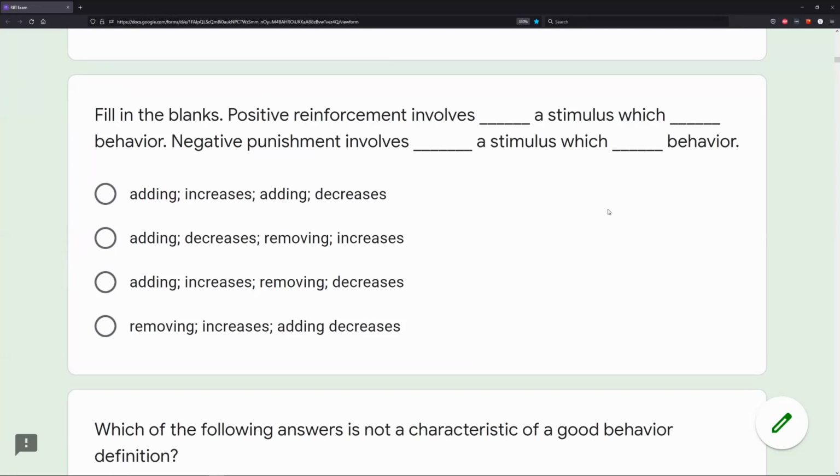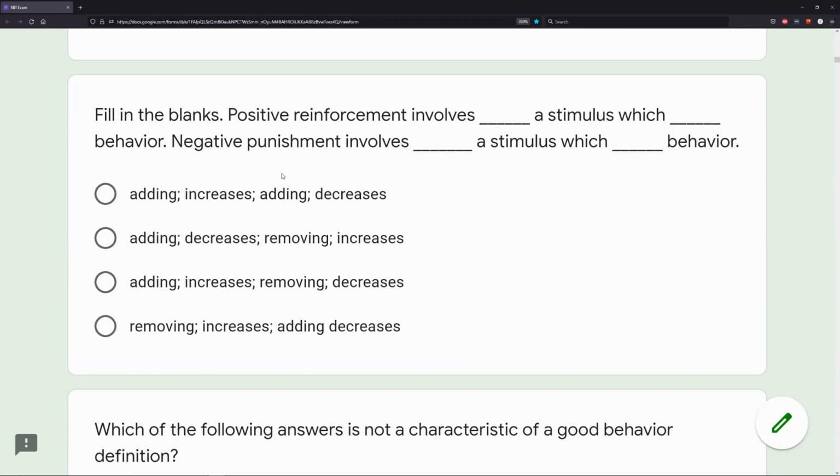What is our rule for reinforcement? Reinforcement increases, okay? Doesn't matter what it looks like, doesn't matter what it is. If it increases future behavior, it's reinforcement. Punishment is just the opposite. Punishment decreases. Doesn't matter what it looks like. If it decreases, it's punishment, okay?